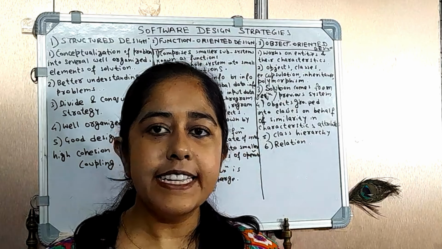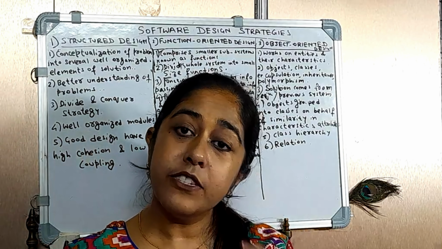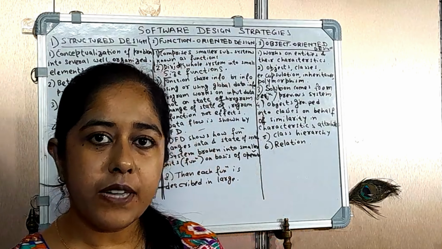Okay, now the first one is structured design. How are we going to do the designing in the case of structured design? First, we see the conceptualization of the problem into several well organized elements of solution. What we know about software designing is that it is the conceptualization of the whole system. We are transforming the requirements we have gathered into our implementation. That is what we do in the designing phase.